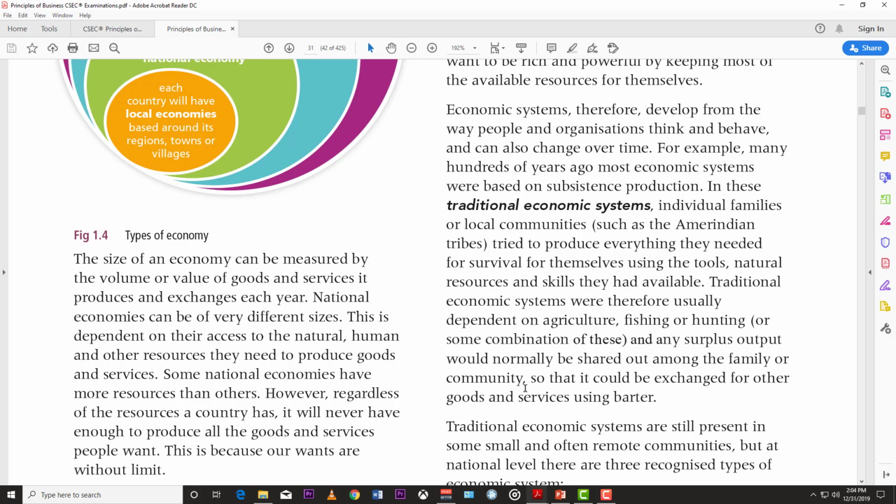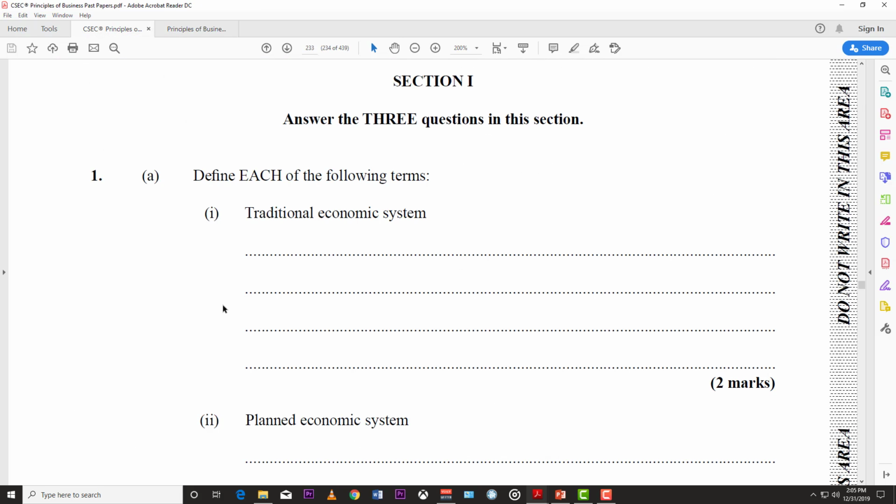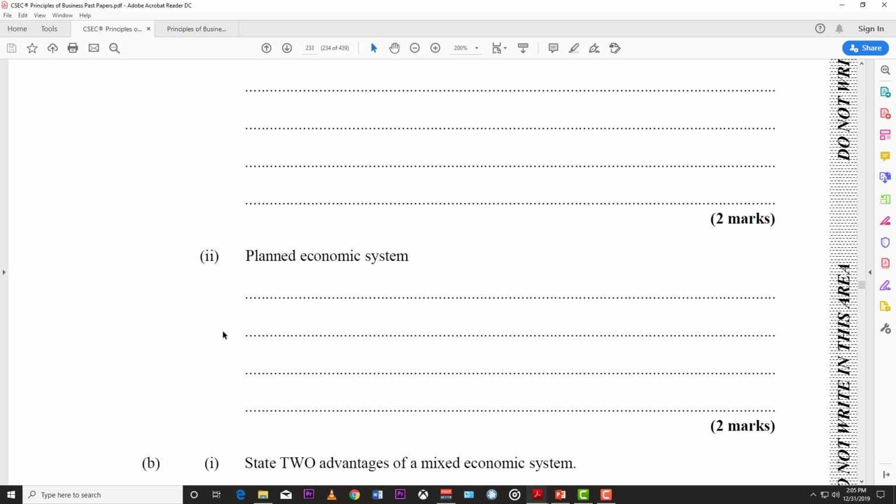So this would be exchanged for other goods, and that would be the barter system. So that's the traditional system where you're doing it just for your survival, for your family, and you normally engage in agricultural related activities, and bartering is the main form of exchange. Number 1, part 2. Again, 2 marks.